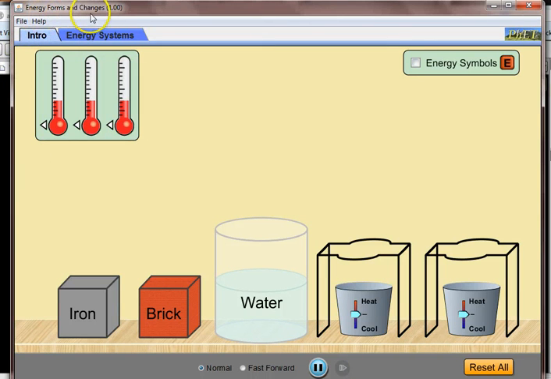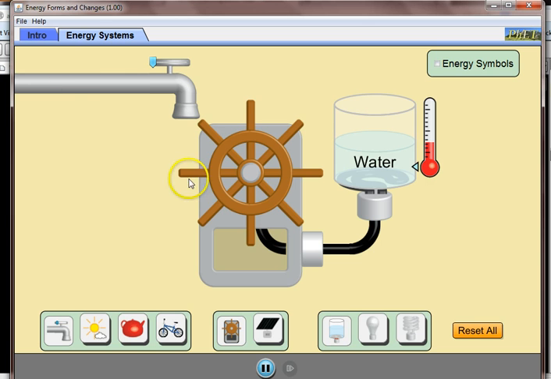Alright, this is the Energy Forms and Changes tabs. There are two tabs, the intro tab and the energy systems tab. So let's click on the energy systems tab. We'll come back to the intro tab later on, but first we'll start with this one.